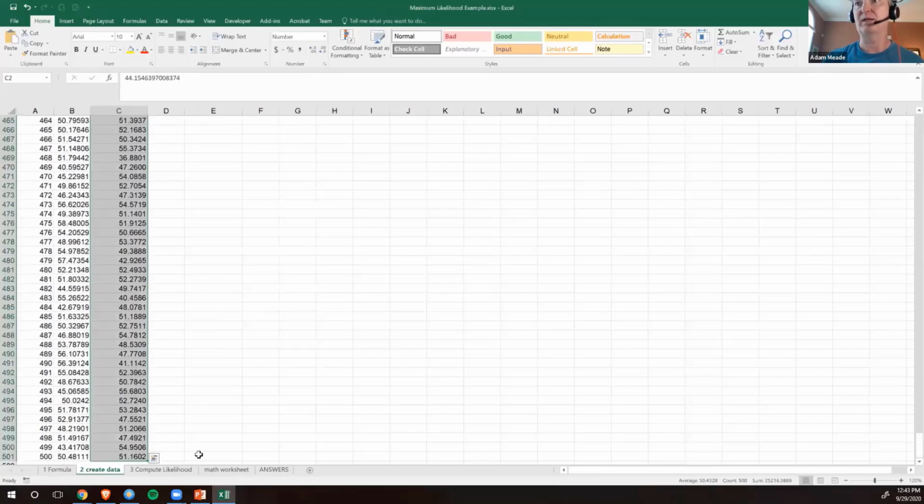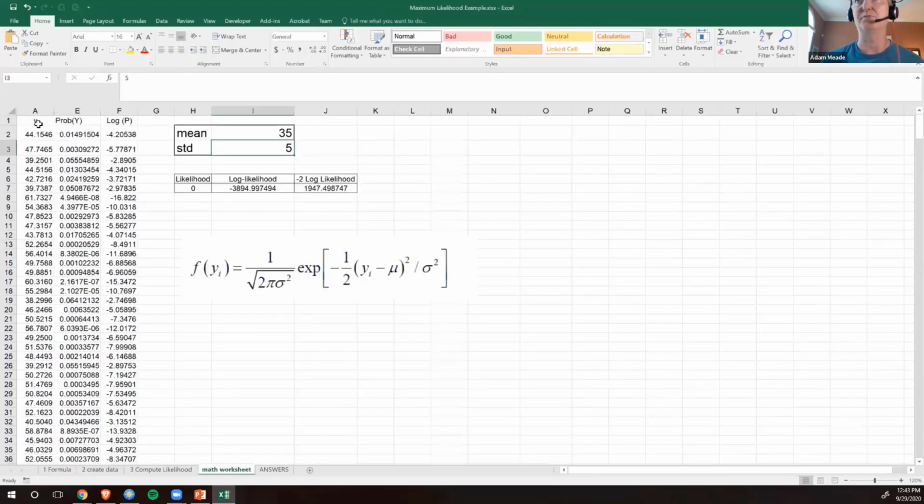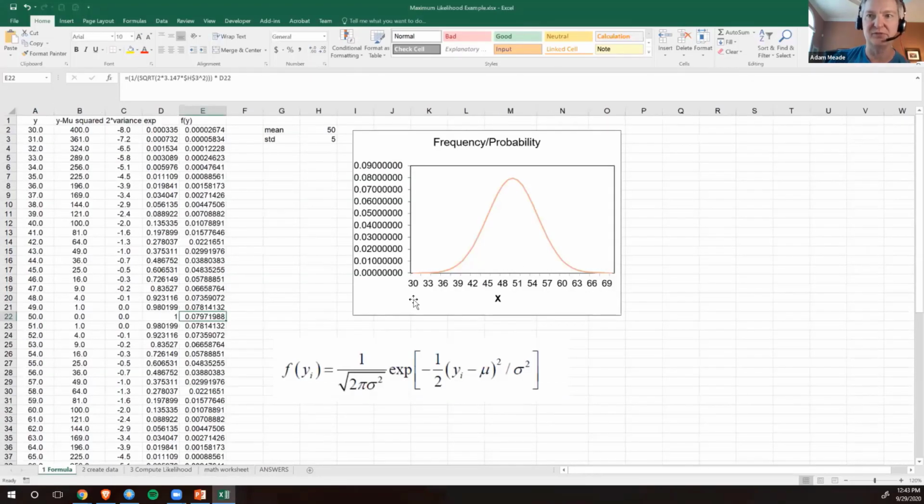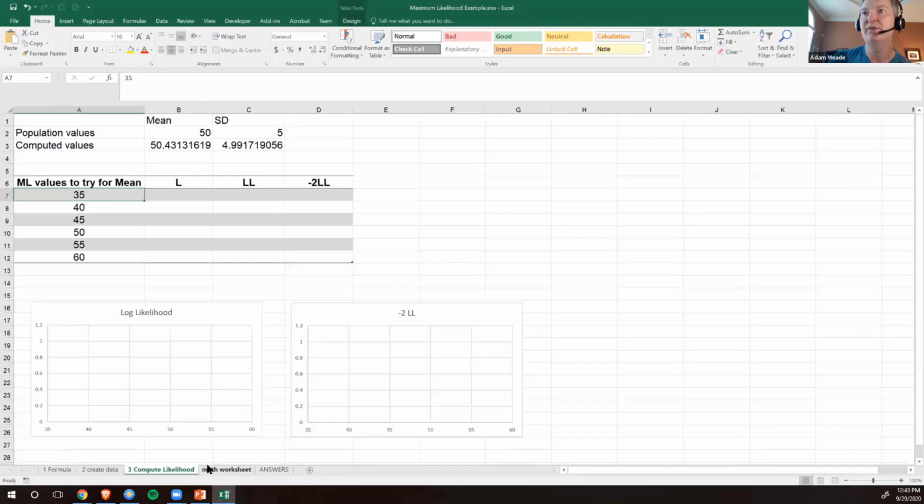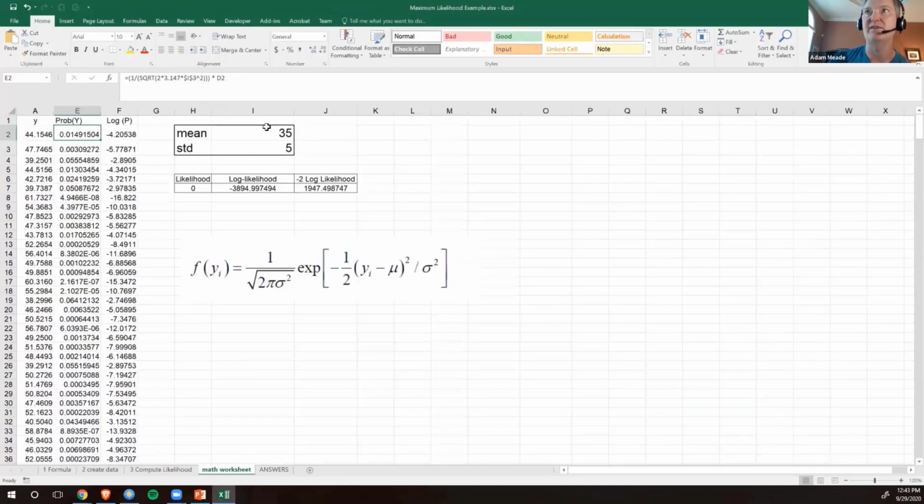I copied it and pasted it right here, did paste special. Okay, and now I'm going to compute the probability of seeing a 44.1546. The way I'm doing that is using that formula I had over here, because we've already established this is a probability density. It's going to tell me, if the population mean is 35, what's the likelihood of seeing a 44? And it's going to put that number right there.